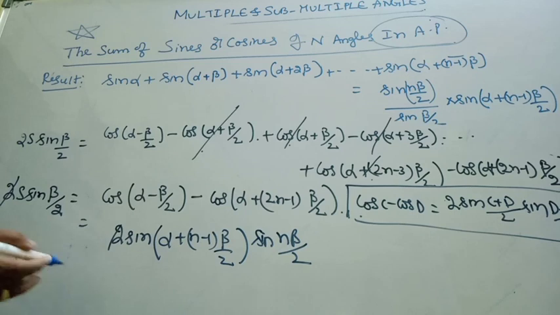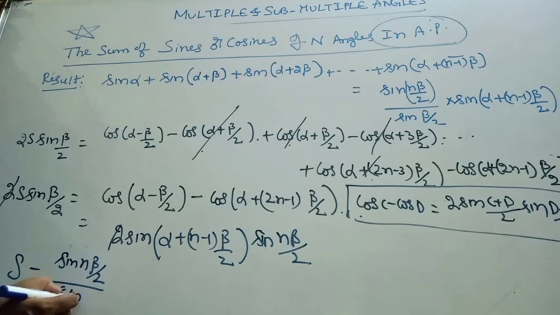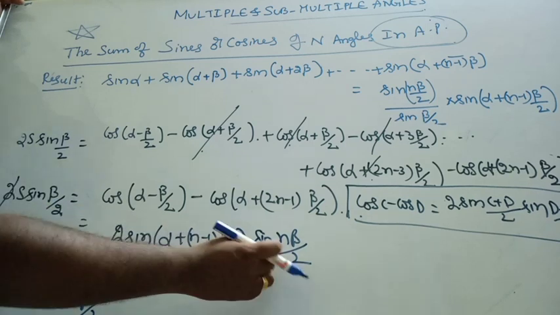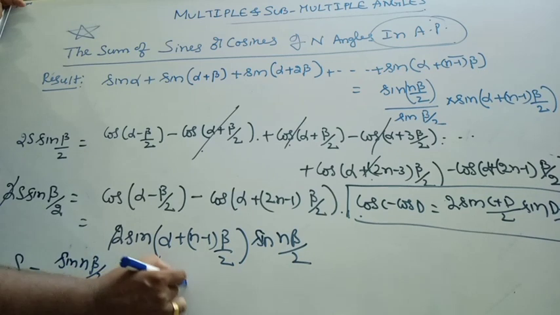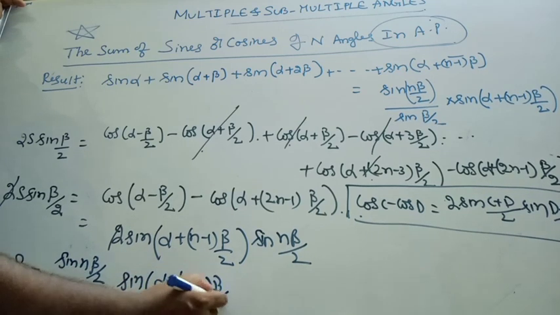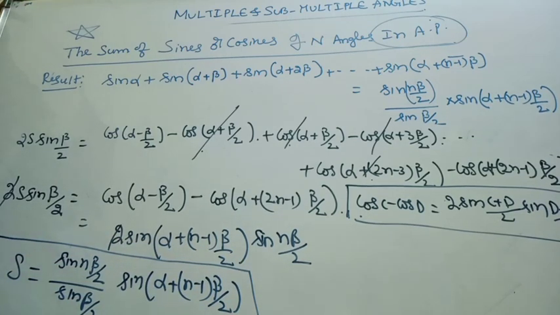Finally S is equal to sin n beta by 2 by sin beta by 2. I will bring sin beta by 2 to this side, that means divided by that, into sin of alpha plus n minus 1 into beta by 2, like this. This is what we proved. Wonderfully we have got this result, my dear students. It's a very, very important result. You please observe.